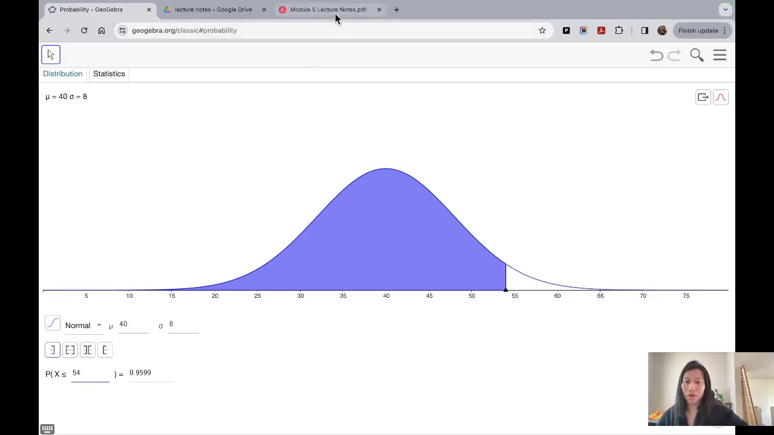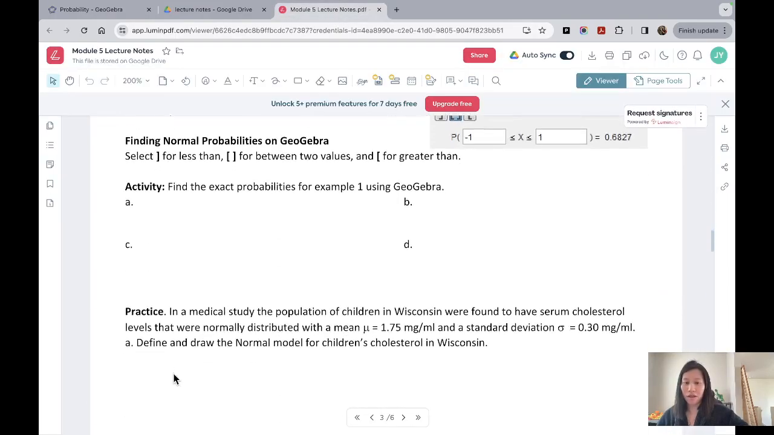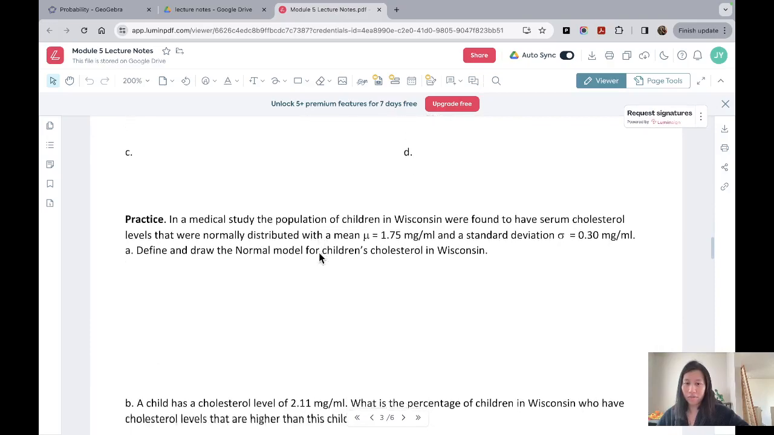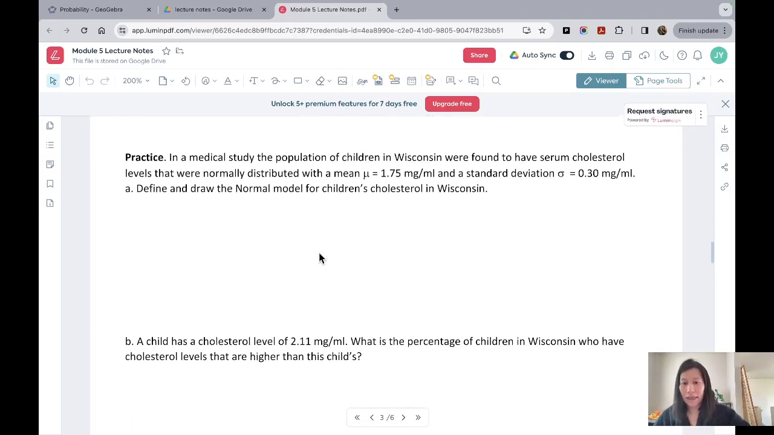Oh no, sorry, we still have another exercise. So we finished the activity. Now the practice. In a medical study, the population of children in Wisconsin were found to have a serum cholesterol level that were normally distributed with mean 1.75 milligram per milliliter, and the standard deviation sigma is 0.3 milligram per milliliter. Define and draw a standard normal for the children's cholesterol in Wisconsin.